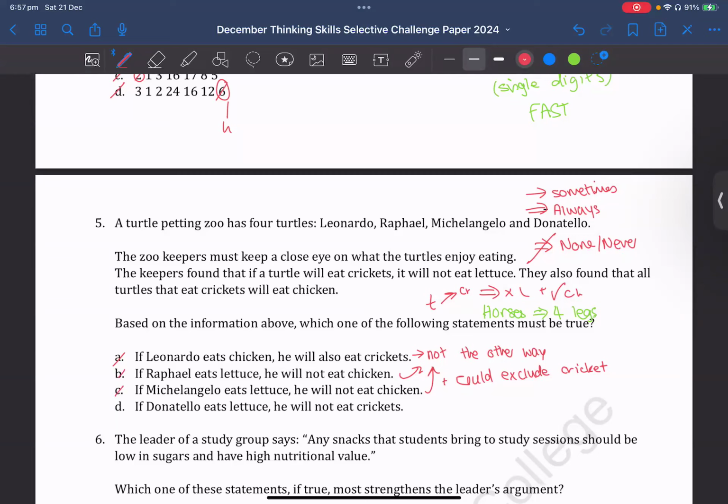And if Donatello eats lettuce, he will not eat crickets. And this makes sense because, as we know, crickets means no lettuce. And that is why the best answer for this question is D.